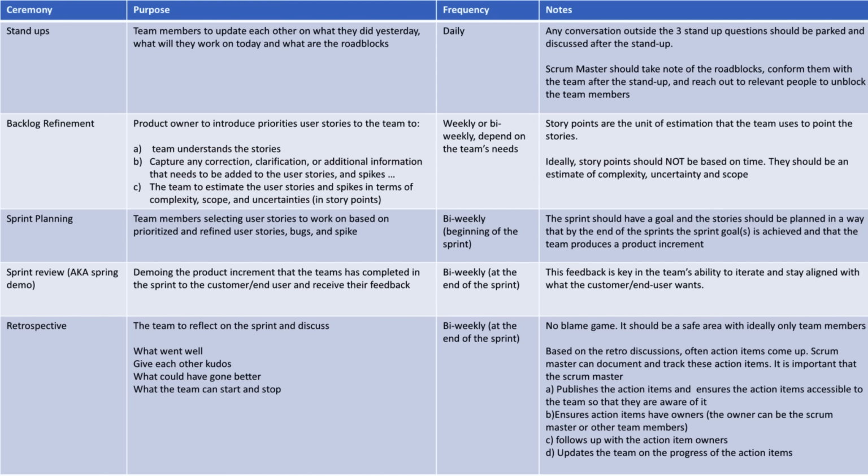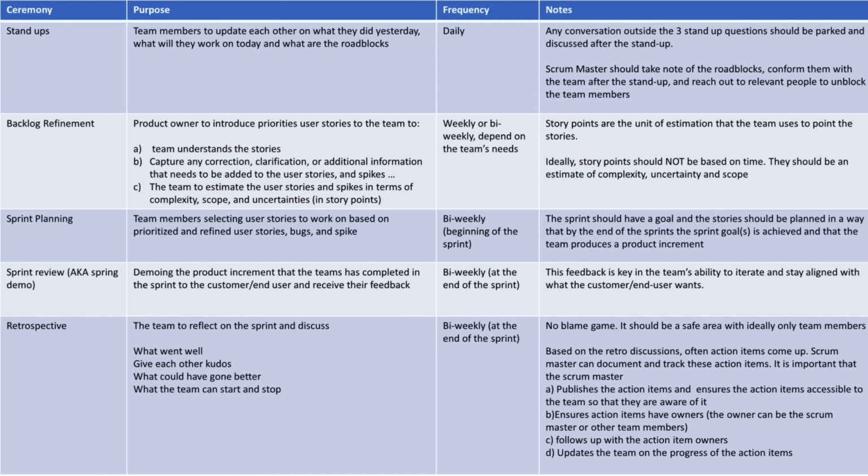Product owner introduces these user stories to the team so that A. Team understands the stories. B. Capture any correction, clarification, or additional information that needs to be added to the user stories and spikes. C. The team can estimate the user stories and spikes in terms of complexity, scope, and uncertainties in story points.